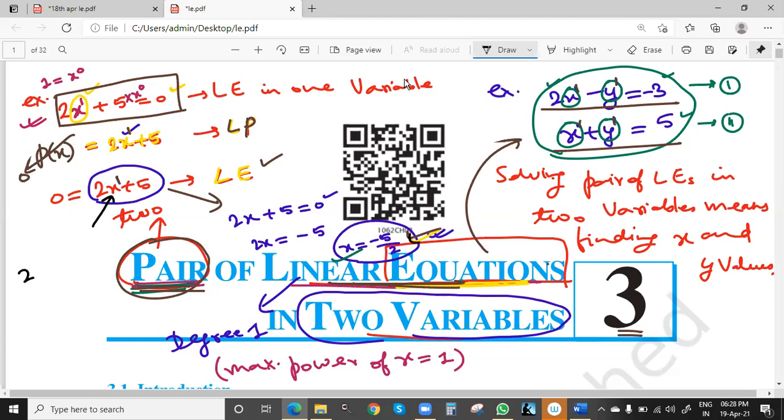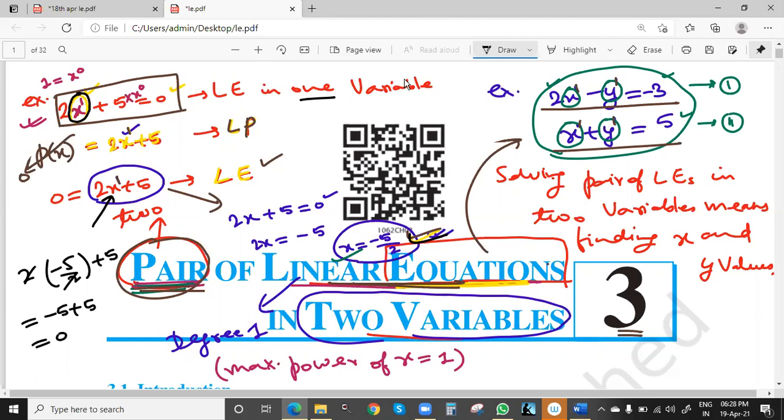See, let me show you. 2 times x, where we got x as minus 5 by 2, so 2 times minus 5 by 2 plus 5. We'll check. The 2s cancel, and minus 5 plus 5 will be equal to 0. That means it is correct. So 0's value is correct. That means the x value is correct. This was one linear equation. So it is a linear equation in one variable, because we have only one variable, x.